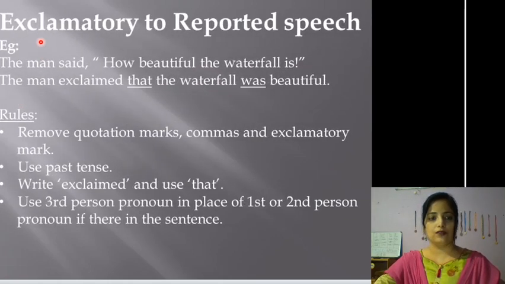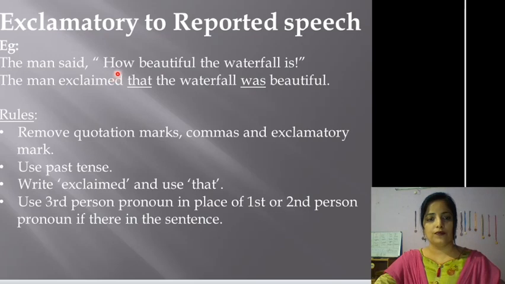Last type of sentences, exclamatory, to reported speech. Exclamatory sentences. I already told you that exclamatory sentences are the sentences which describe extreme emotion, sudden happiness, sudden sadness. For example, "Oh, we lost the match." "Yes, we won the match." These are extreme emotions. Let's see what the example is.